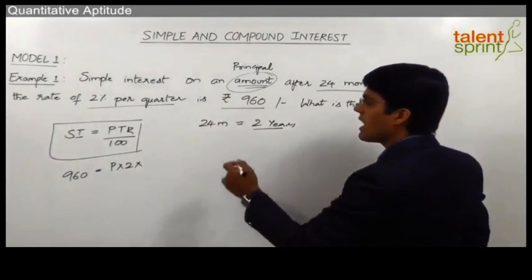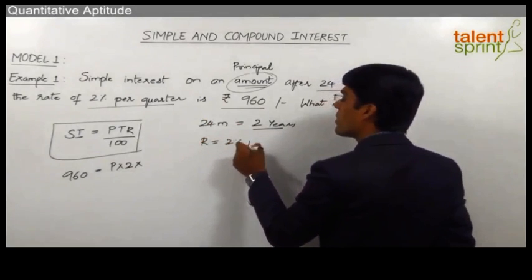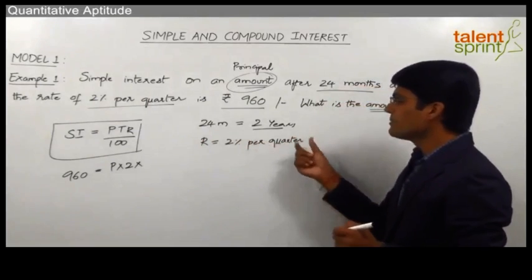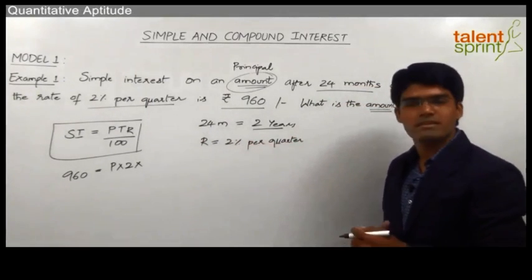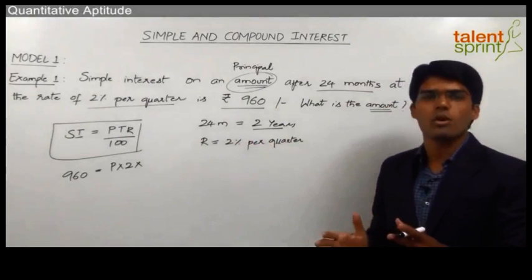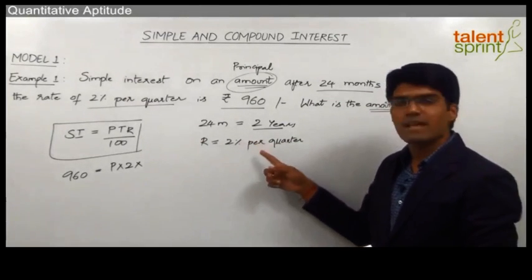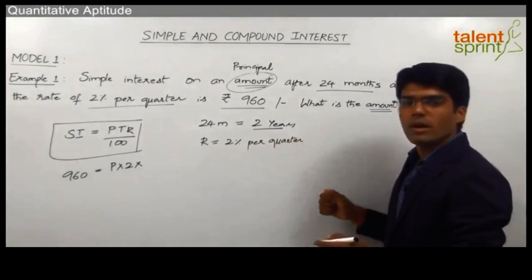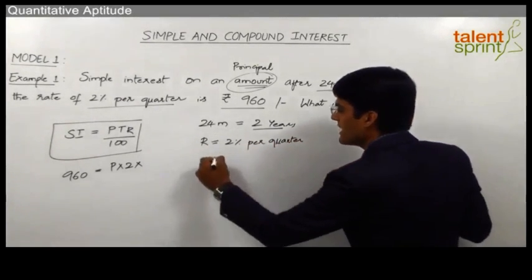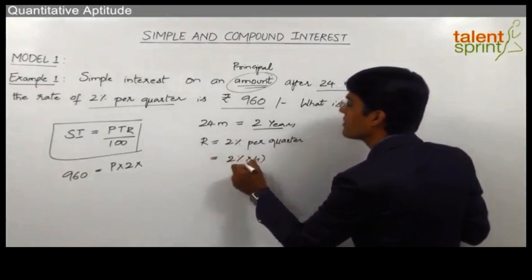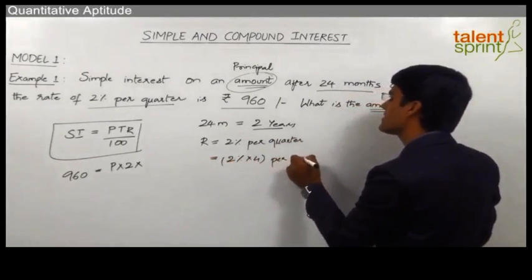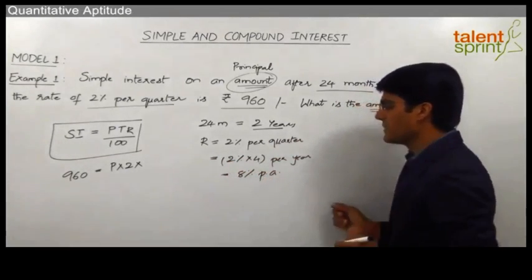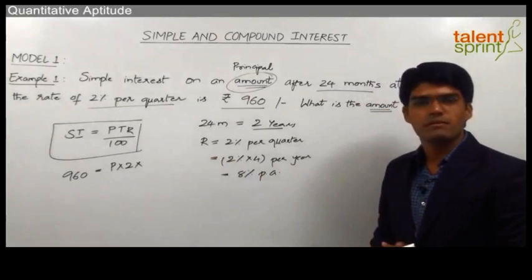The rate of interest R is given as 2% per quarter. A quarter is nothing but 3 months. So for every 3 months, the rate of interest is 2%. But since we have 4 quarters in a year and the rate of interest has to be in percentage per year, we should multiply it with 4 so that we get the required rate of interest per year. So this can be taken as 2% into 4 per year, since a year has got 4 quarters. This will be equal to 8% per year or 8% per annum. So now the correct R which has to be substituted in the formula should be 8.